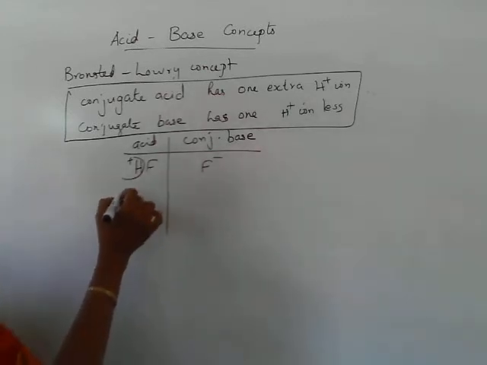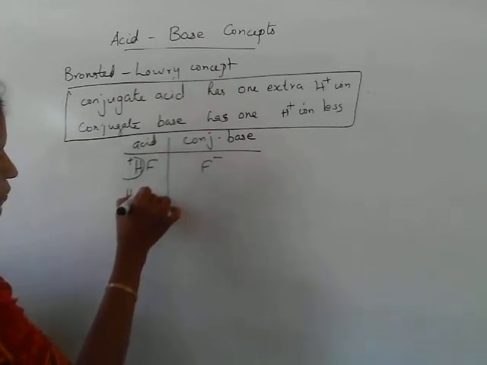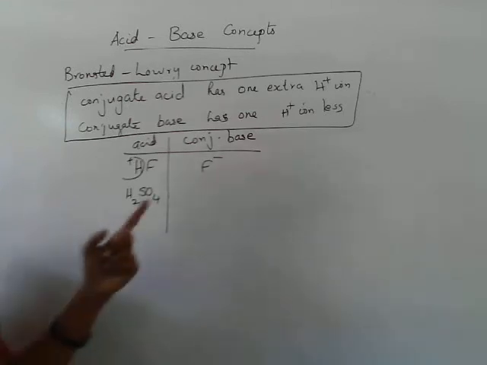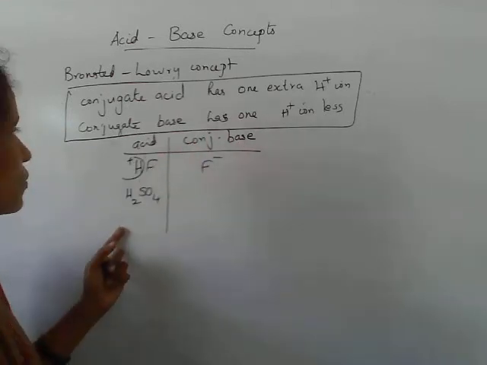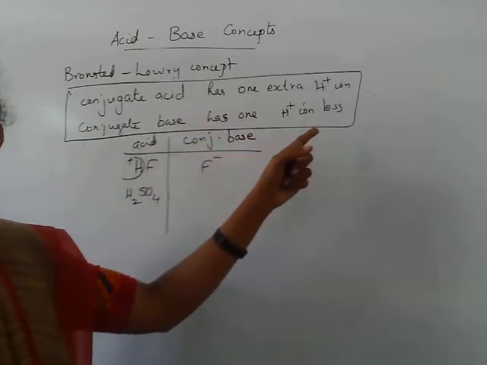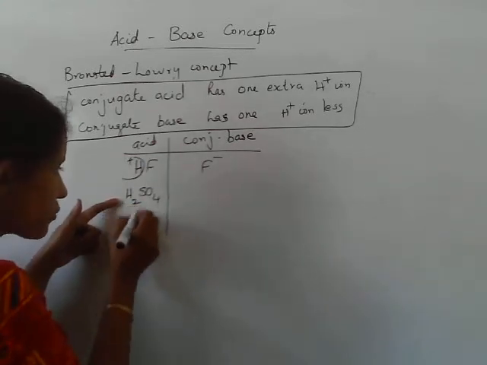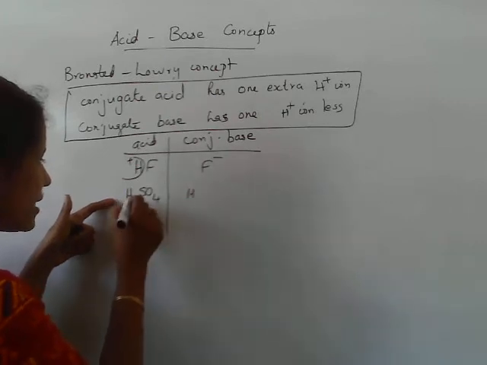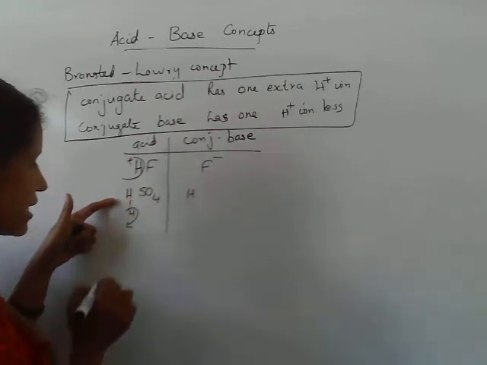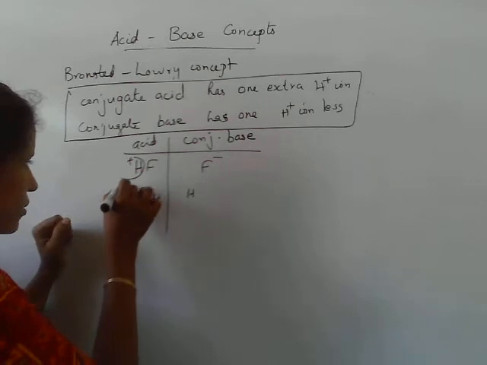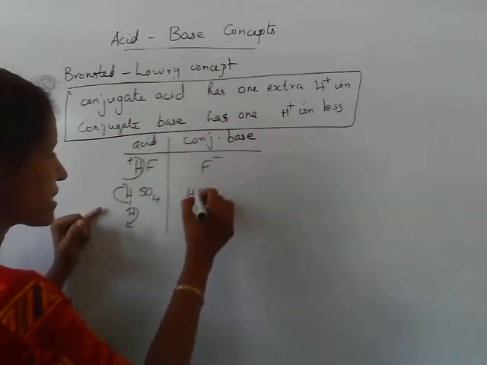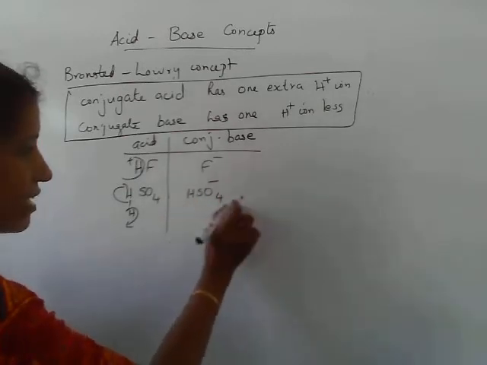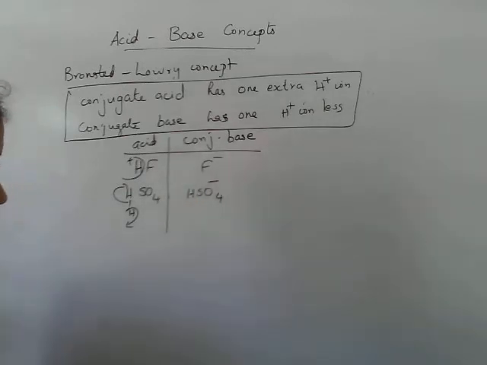If you take another example, H2SO4, sulfuric acid. You want to write the conjugate base of sulfuric acid. What to do? Conjugate base contains 1 H plus ion less. 1 H plus ion you have to minus. So after the removal of 1 H plus ion, what's remaining? Hydrogen without electron is removed. So this pair of electron will remain here. And what do we get? HSO4 minus. Hydrogen sulfate ion or bisulfate ion. This is the conjugate base.